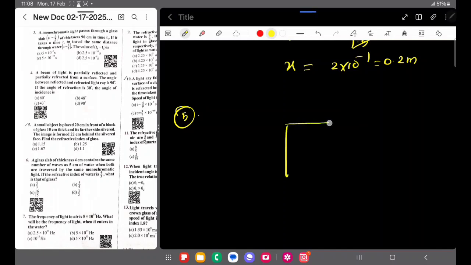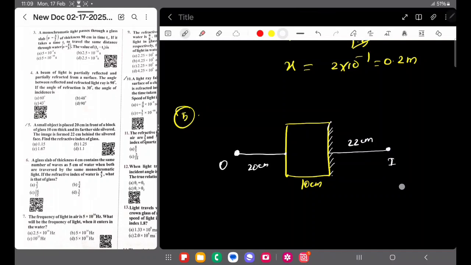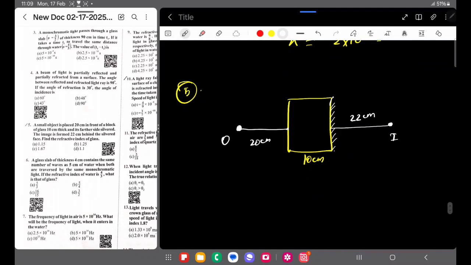So we have a block of glass, its thickness is 10 centimeter, and its further side is silvered, so this side is silvered completely. A small object is placed 20 centimeter in front of the block of glass. So from here, at 20 centimeter distance away, we placed an object. An image is formed at 22 centimeter behind the silvered glass. So the image of this object is going to be formed inside of the mirror at a distance of 22 centimeter away from the mirror surface.